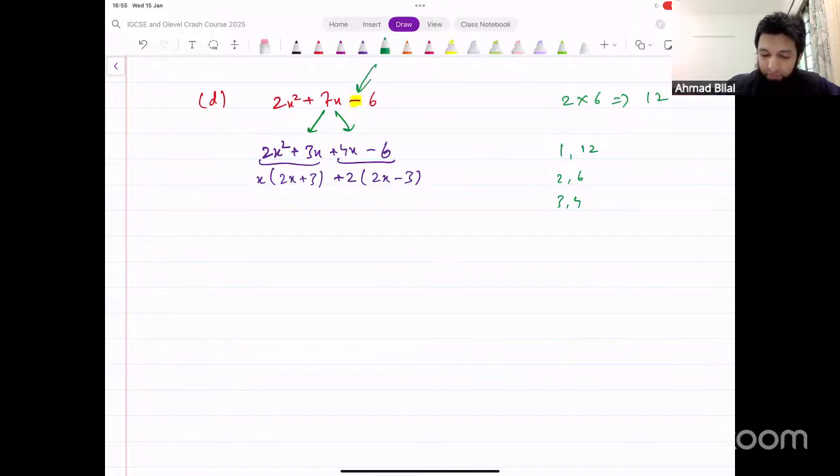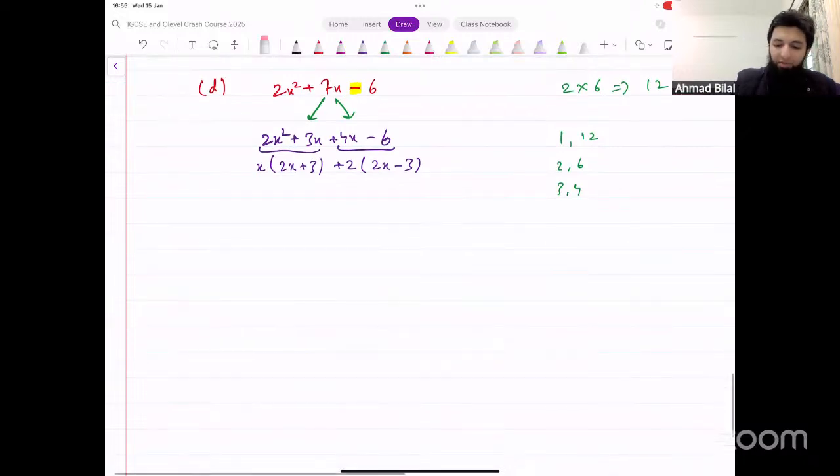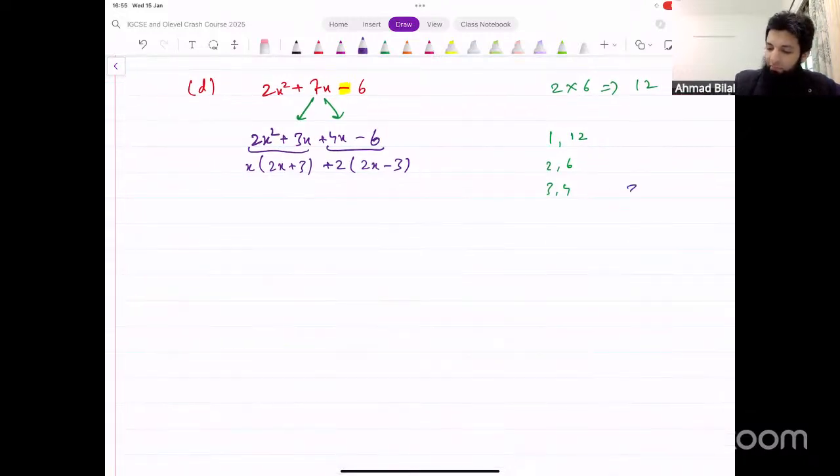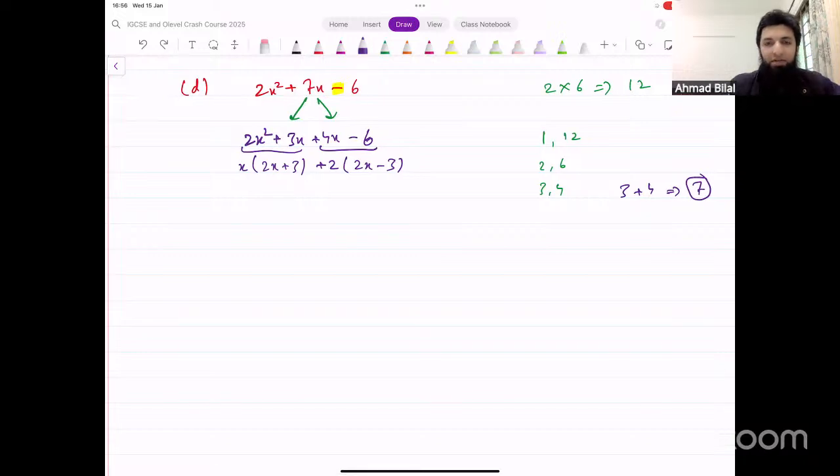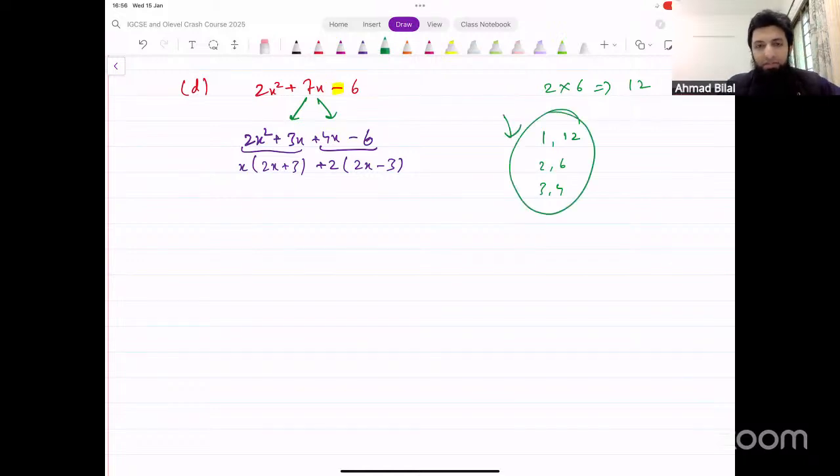This sign that we've got, this is negative, right? Now, since this is negative, what that means is we cannot add two numbers and get that middle number. We have to subtract two numbers to get that middle number. Okay, this middle number should be something that we get by subtracting the numbers. Now, amongst these factors, is there any that you can subtract and get 7 from that?